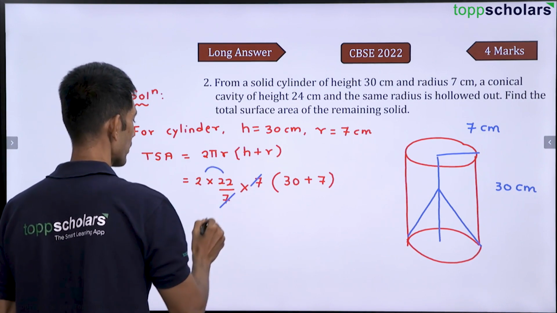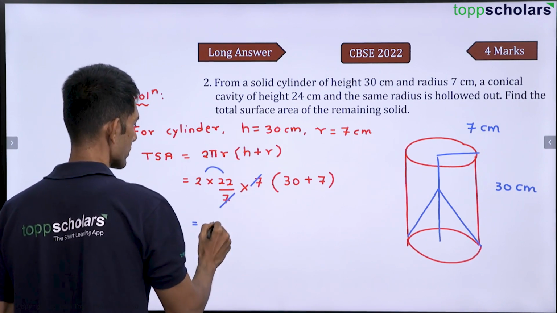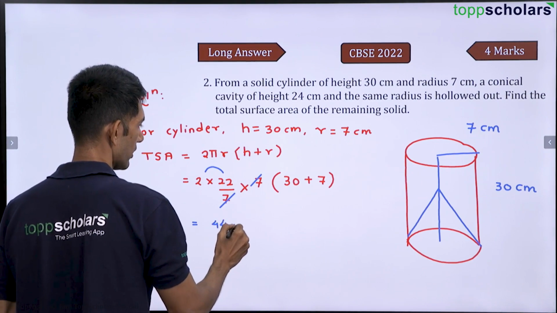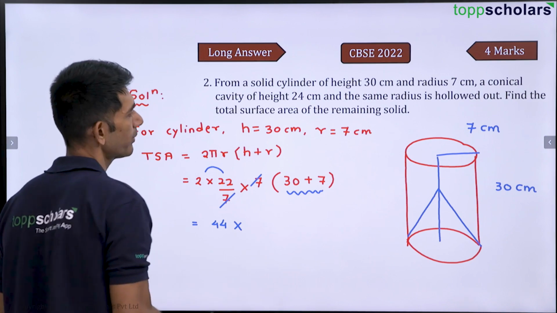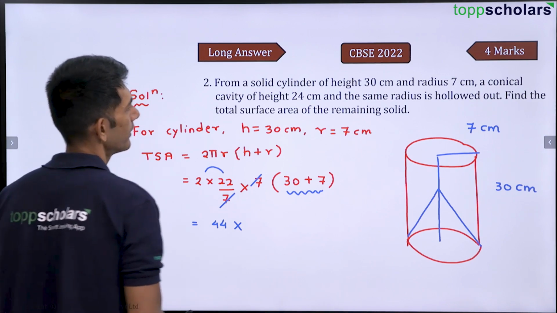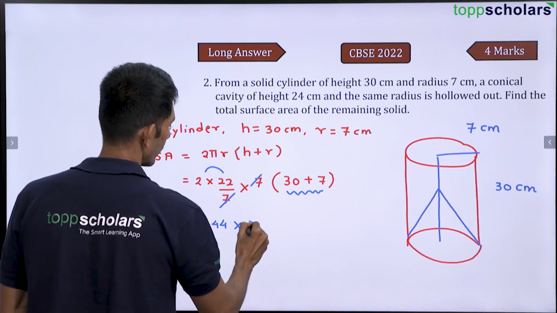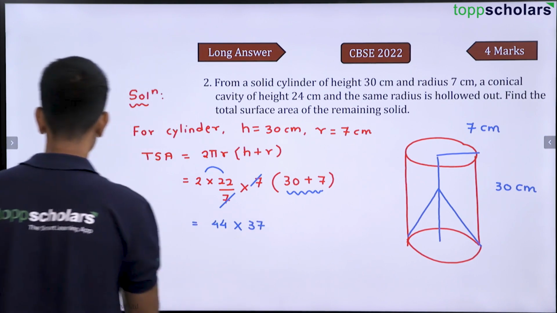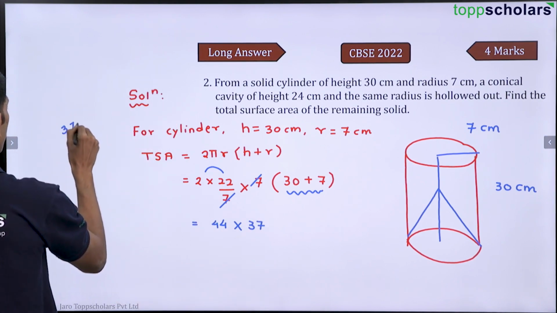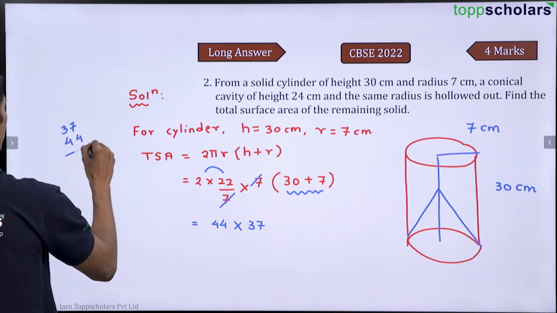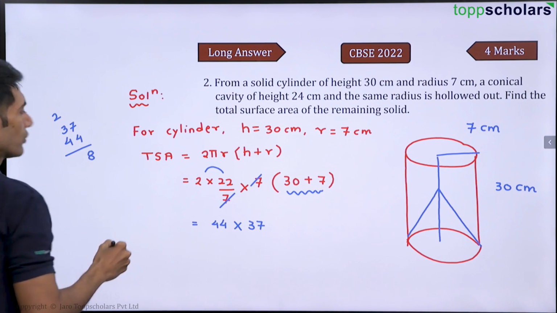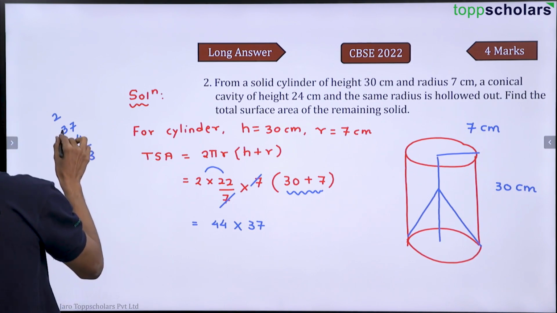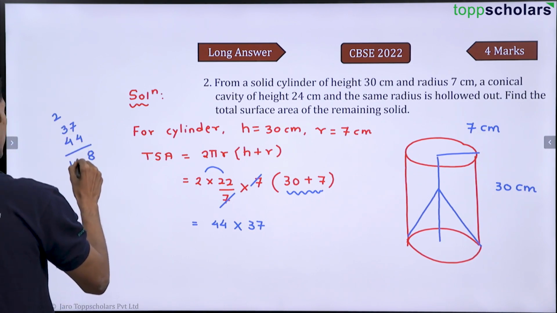So this becomes 22 into 2, how much? 44, into 30 plus 7, right? That gives you 37. So 37 and 44. 7 fours are 28, carry 2, 4 threes are 12, 12 plus 2 is 14.